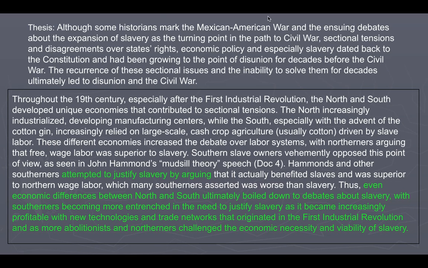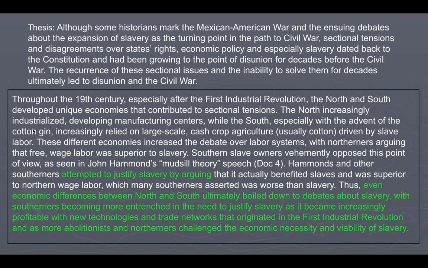So again, I really want to point out anything about economic policy, the debates over slavery, the issues of the Constitution and slavery, the issue of states' rights. In this case, I've given you a sample paragraph here about how I could use document number 4. So throughout the 19th century, especially after the First Industrial Revolution, the North and South developed unique economies that contributed to sectional tensions. So a good topic or transition sentence into this paragraph.